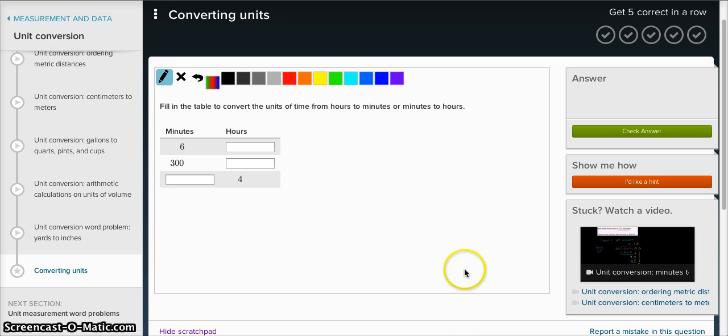So, 6 minutes. Also remember, anything divided by 1 is equal to the same number. 6 minutes divided by 1, times 1 hour over 60 minutes.